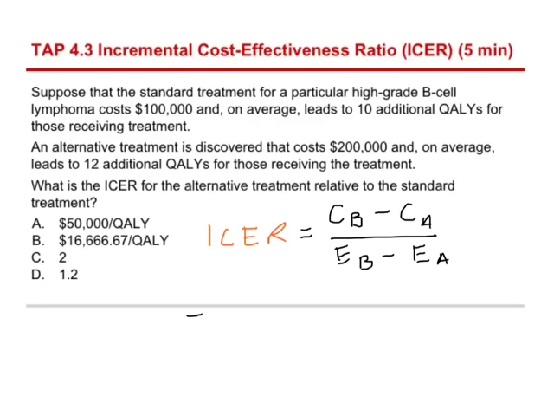So in this problem, we're going to calculate the incremental cost effectiveness ratio, the ICER, of this alternative treatment relative to the standard treatment. And this is the way we use this analysis. What does this new treatment cost per gain in, we use those QALYs, the quality adjusted life years.